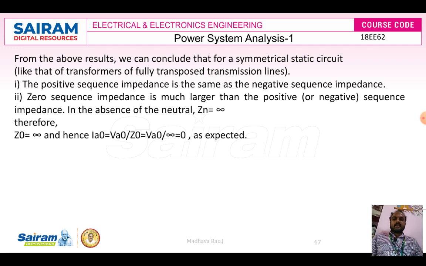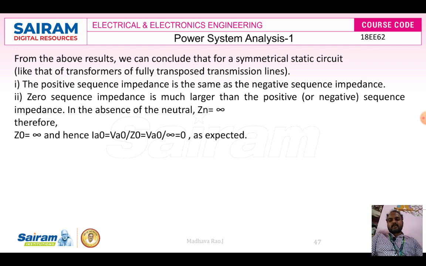From the above result, we can conclude that for a symmetrical static circuit, like transformers and transmission lines, the transformer being a static device, we are applying these equations to the static device. The positive sequence impedance is the same as the negative sequence impedance. The zero sequence impedance is much larger than the positive or negative sequence impedances.